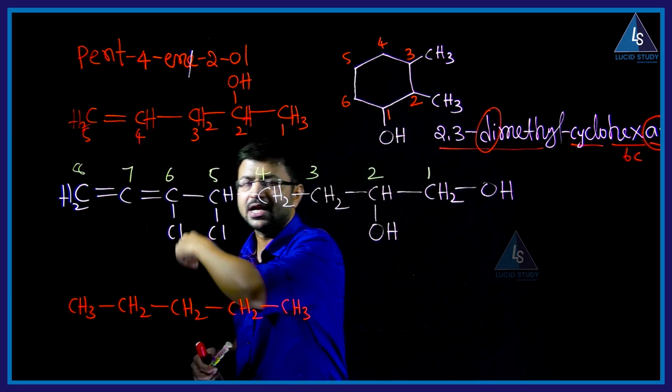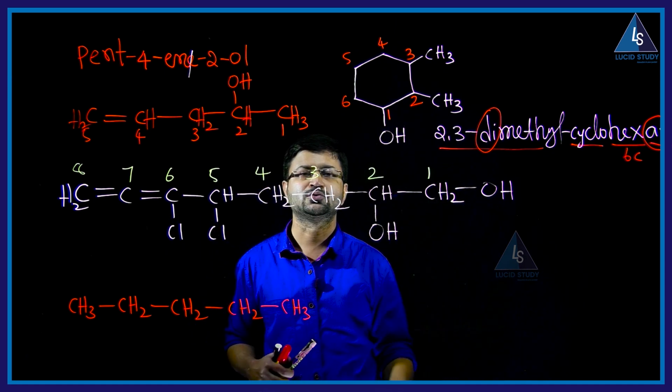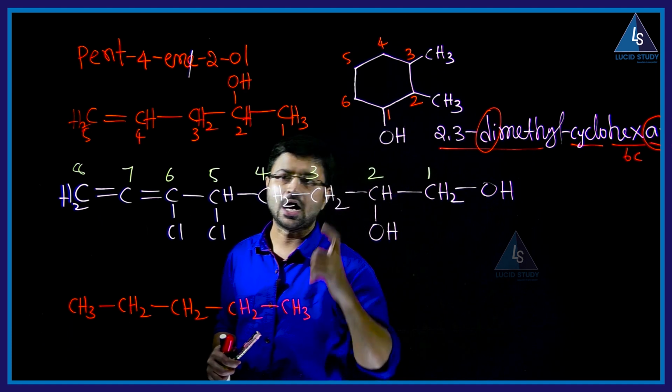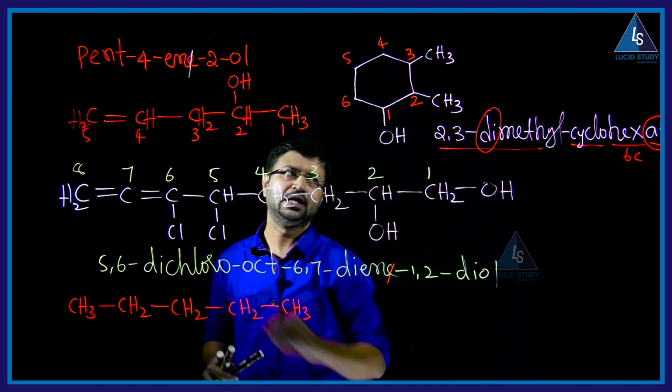Identify how many carbon atoms are there in this molecule. This molecule consists of 8 carbon atoms. So the word root will become oct. This will become the correct IUPAC name for this molecule.